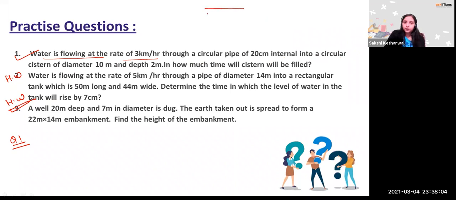So this is like a pipe, right? And the water is flowing into a what? A cylinder, right or not? This is flowing into the cylinder. So what happened?